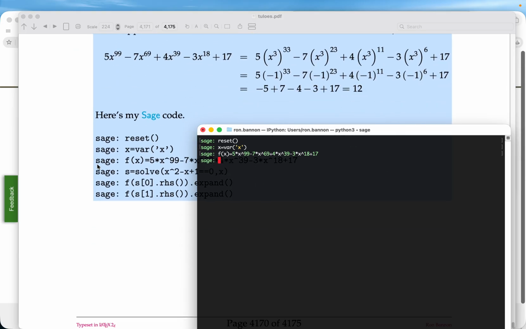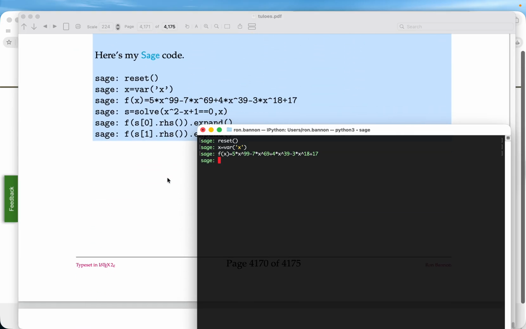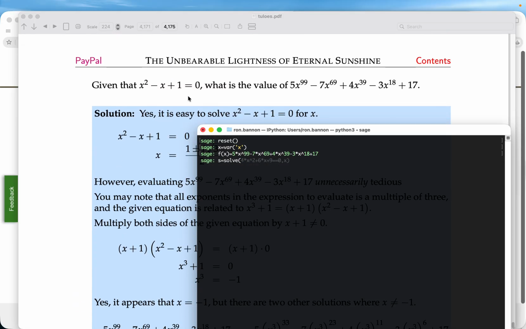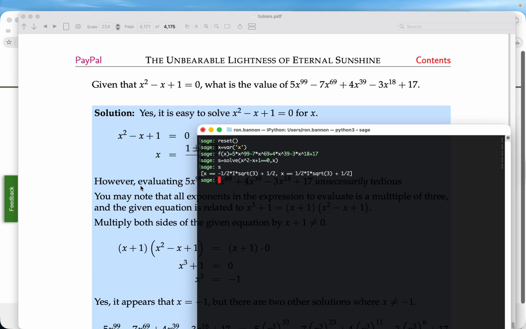The next thing I want to do is solve the quadratic. So solve. And what I'm going to do is assign it to a variable. And let me just go back over here. Type in the right equation now. And that equation is this one over here, which is x squared minus x plus 1 is equal to 0. And we're solving for x. Now, if you display what s is, two solutions over there, complex. And I want to access those solutions and evaluate the function at those solutions.